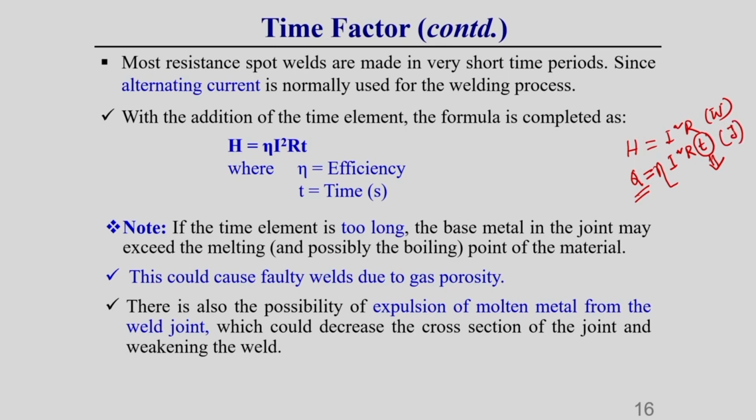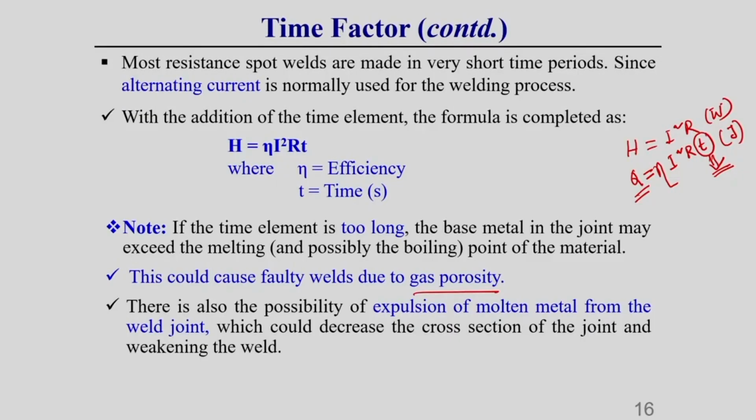If the time is too long, the base material in the joint may exceed the melting point and even the boiling point of the material. So there is a chance of causing a faulty weld due to gas porosity. Once the material temperature goes above the melting point and it is vaporized, there is a chance of formation of vapor gases. That can interrupt in that region, which can create gas porosity. You should keep this in mind. So we have to control the joint temperature by controlling the time factor. What I mean is, it should not be vaporized there.